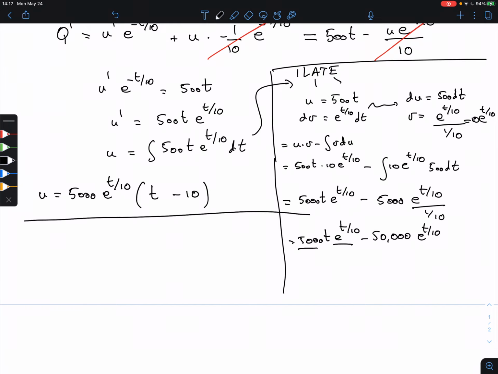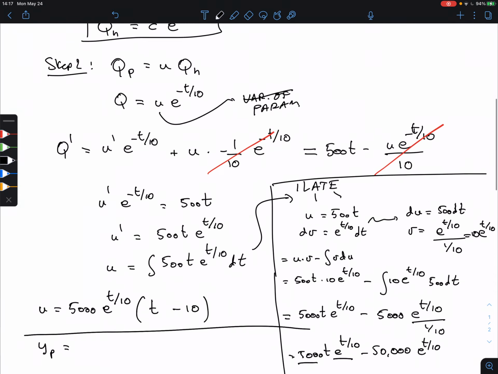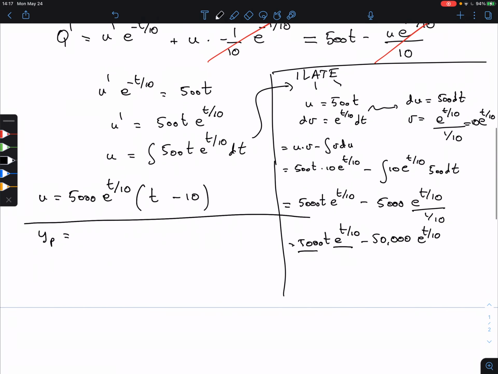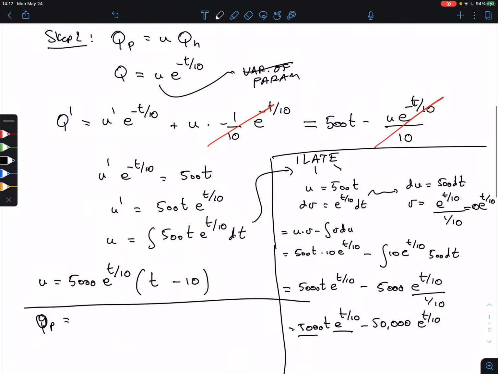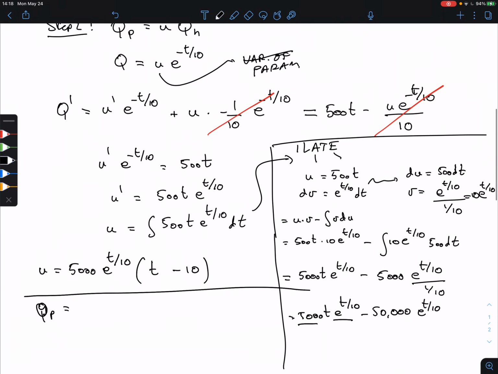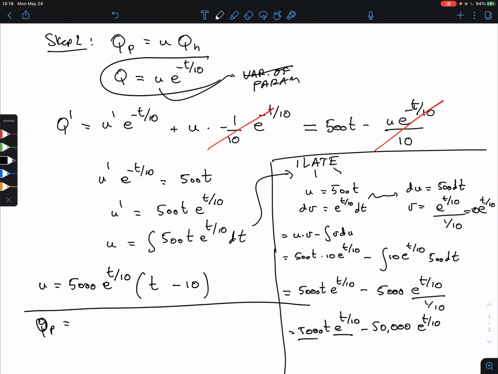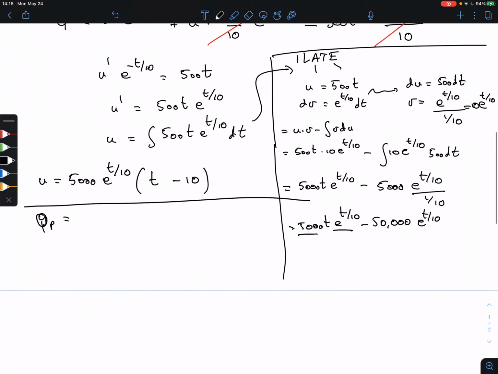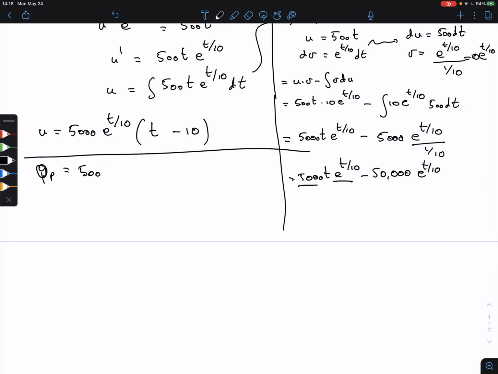So what is the general solution now? Let's write down first what q_p is, because this is u. q_p is u times this one. We have to multiply with e to the minus t over 10. So we have 5,000 e to the t over 10 times t minus 10, times e to the minus t over 10. That is this part here. Oh, that's nice, they cancel out, so we found that the particular solution is actually 5,000 t minus 10.